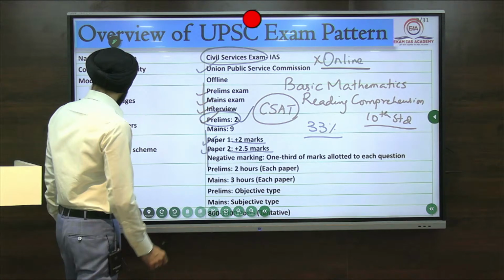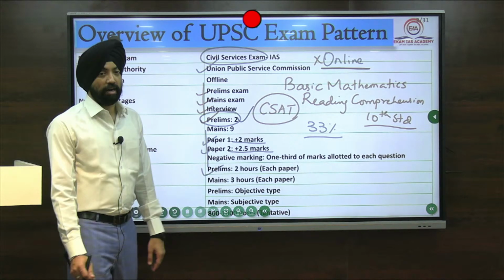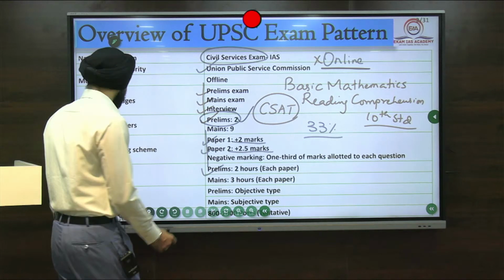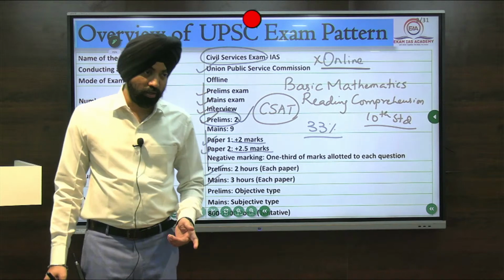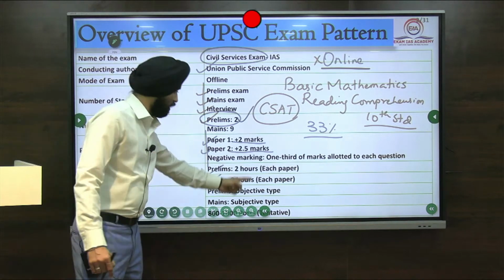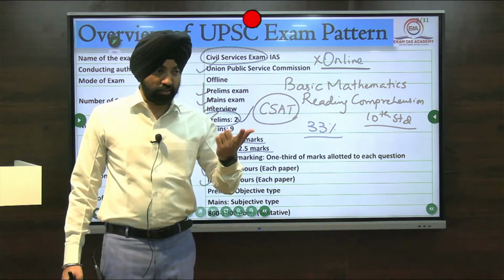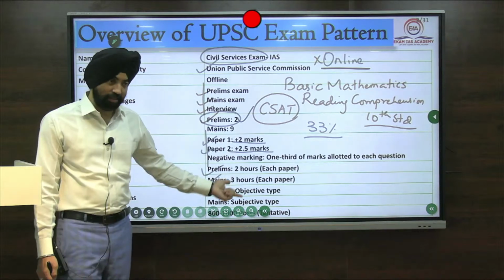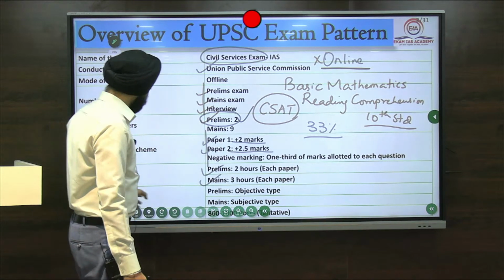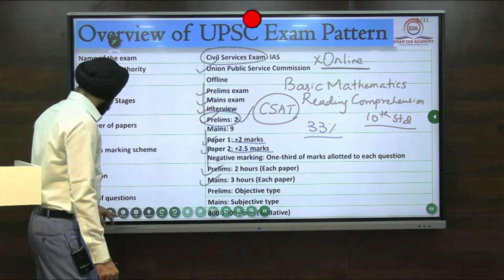The duration of the exams: prelims is 2 hours and each mains paper is of 3 hours duration, right? Handicapped students get 20 minutes extra per hour. So for example, the prelims is for 2 hours, and they will get an examination time of 2 hours and 40 minutes. Per every hour they get 20 minutes extra, right? And types of questions: prelims is objective, mains is subjective.